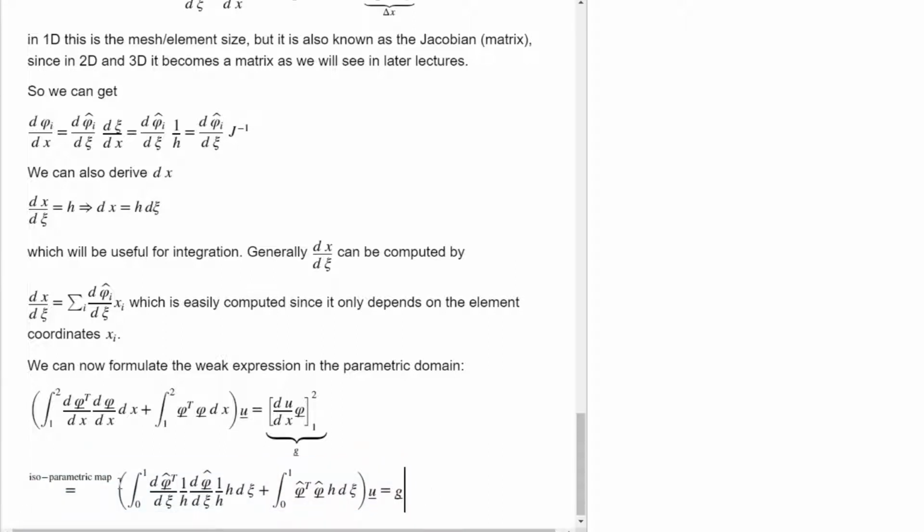So using isoparametric mapping, we arrive at our new weak form, where all of these differentials now are expressed in terms of the parametric basis functions. We're of course multiplying them by 1 over h here, since this is exactly what we have here. So we're replacing this with this, and then here again, and then this is multiplied by h times dξ, because dx is h times dξ. So this whole integral changes from 1 to 2 dx to 0 to 1 dξ. And we can simplify this in the next step.